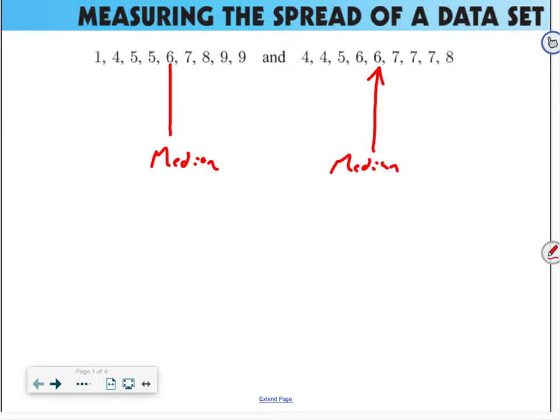yet we have two different data sets that tell a different story. We have this set number 1 over here where we have a large spread of data going from 1 to 9, and here we have a data set that has lots of groupings of repeat values and only goes from 4 to 8. So we want to be able to describe this data more than just our centers of median.